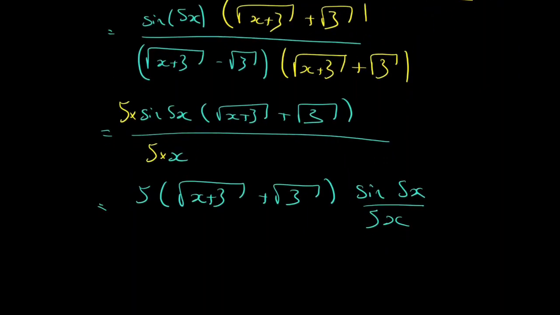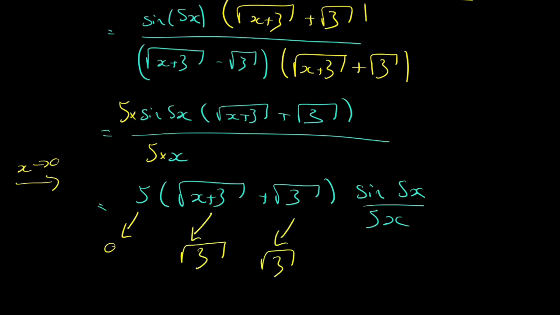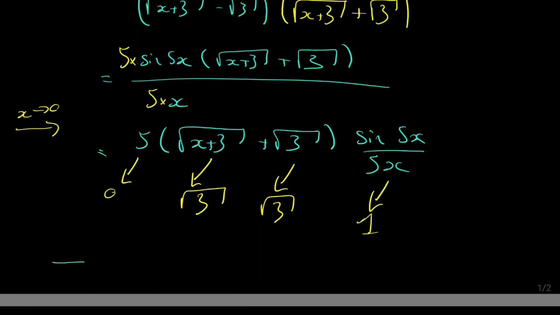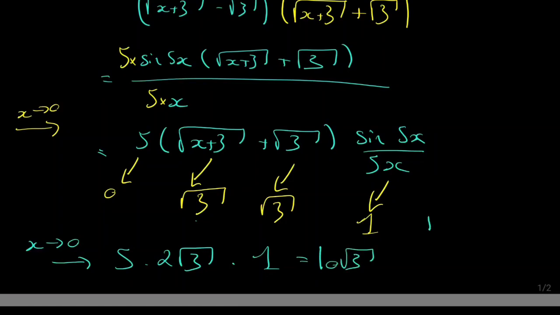And we will have 5 that will go to 5, obviously. The arrow means when x tends to 0. This will tend to square root of 3, this will tend to square root of 3, and this will tend to 1. And so we have 1 all through the exercise. This will tend, when x tends to 0, to 5 times 2 square root of 3, so square root of 3 plus square root of 3 times 1, which is equal to 10 square root of 3. And in conclusion, a is equal to 10 square root of 3, because a was the limit.